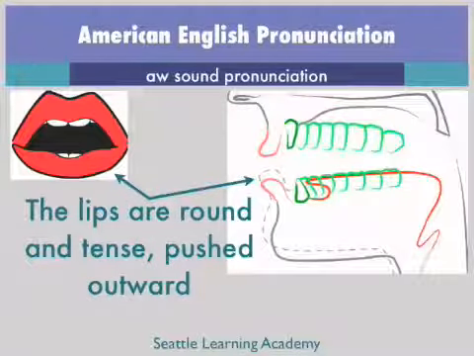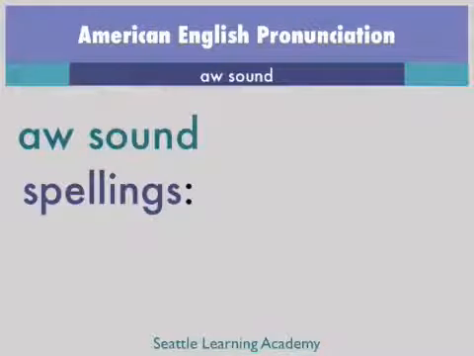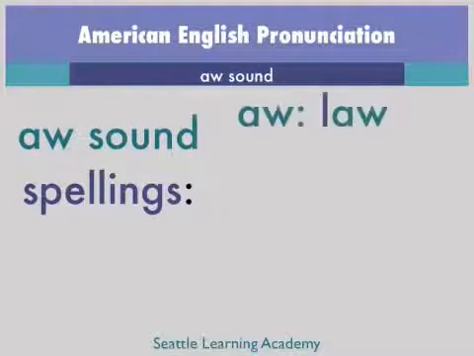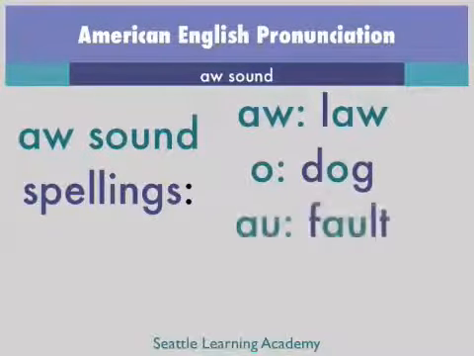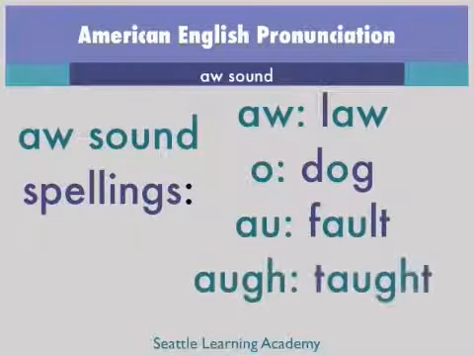Aw, aw. The AW sound has 4 common spellings, which only adds to its confusion. As noted in the name, it can be spelled AW. It can also be spelled with an O and with the letters AU. Sometimes the AU can also have a GH added to it, making it AUGH.